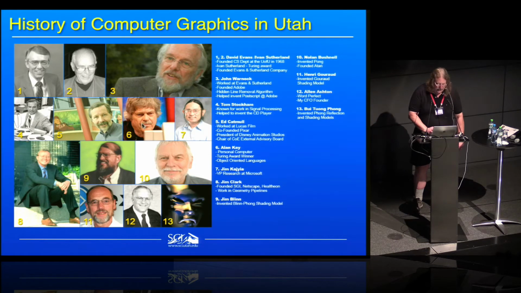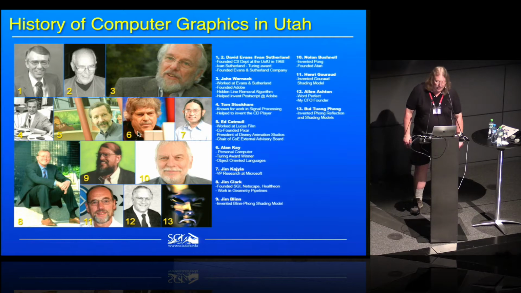Number six is Alan Kay. He invented object-oriented languages, and he also co-invented the laptop computer. He won a Turing Award for his work. Number 10 is Nolan Bushnell. You might remember the game Pong, the first video game, which he invented. He then founded Atari, the game company, and he sold that for a few hundred million dollars in the 1980s.